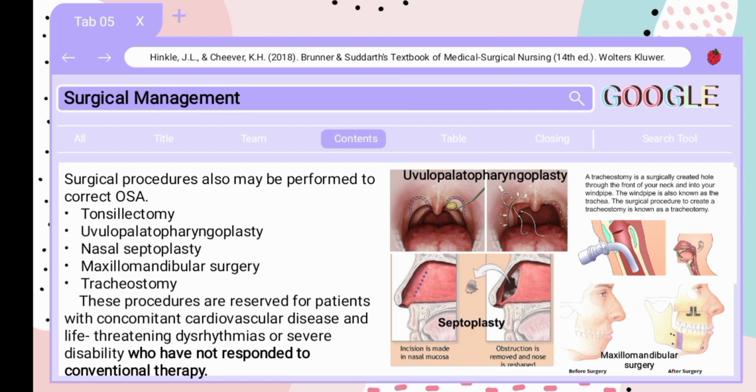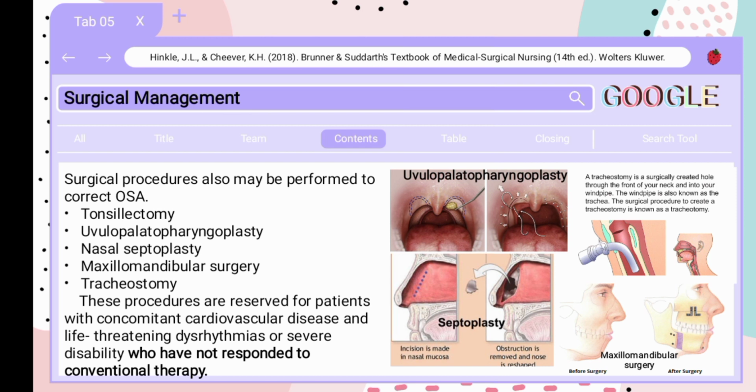Nasal septoplasty may be performed for gross anatomic nasal septal deformities. Maxillomandibular surgery may be performed to advance the maxilla and mandible forward in order to enlarge the posterior pharyngeal region. Tracheostomy relieves upper airway obstruction but has numerous adverse effects, including speech difficulties and increased risk of infections.